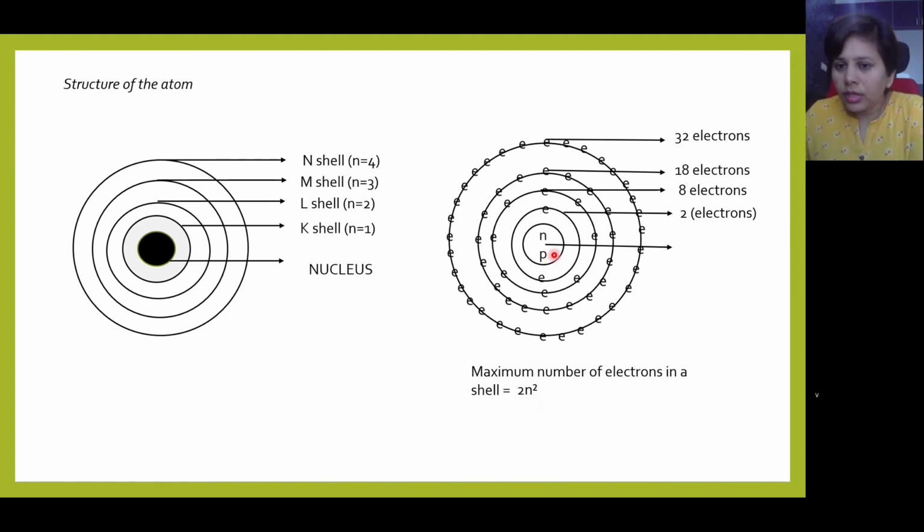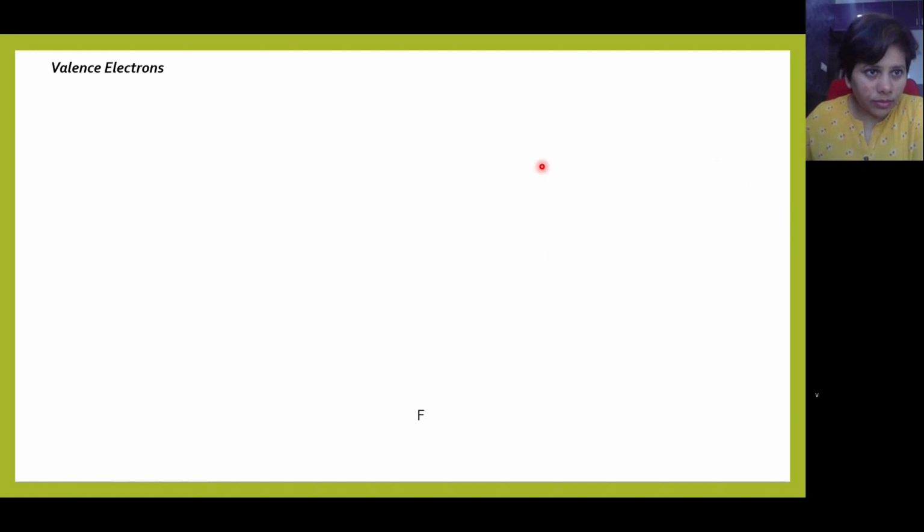Here the nucleus contains neutrons and protons. Neutrons are neutral, protons are positively charged particles. Together they are known as nucleons. It is surrounded by circular paths, that is orbits or shells, which contain electrons. The first shell will have a maximum of 2 electrons. The next shell will contain a maximum of 8. The next shell will contain a maximum of 18. And the next shell can accommodate a maximum of 32 electrons.